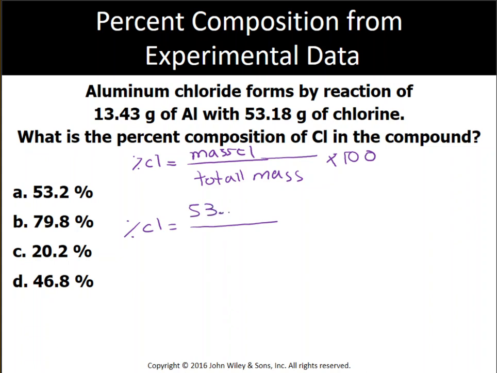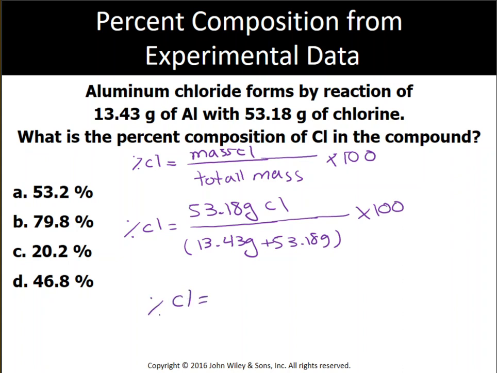So we have 53.18 grams chlorine, and total mass is the mass of aluminum plus mass of chlorine, times 100. Therefore, the percent composition of chlorine is 79.8%.